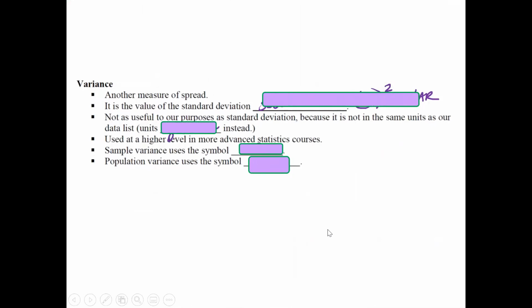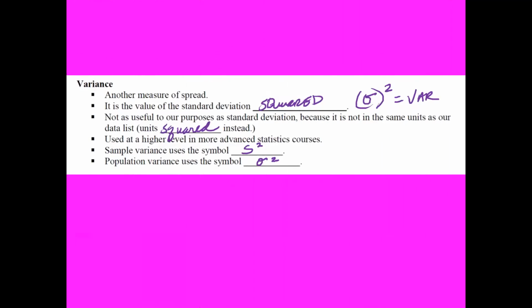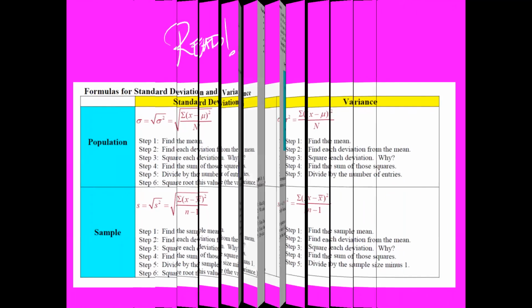Okay, so variance is another way of measuring spread. It's the value of the standard deviation squared. It's not as useful for this purpose. And these are the symbols that you would use. So with that said, let's go ahead and fill out the chart.